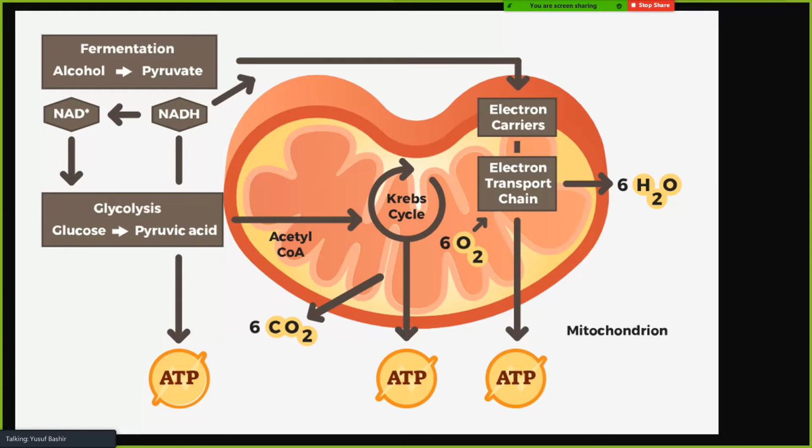Wait, hold up. ATP is made of adenine and what else? I know there's 3 phosphates, but what was the other thing? The ribose sugar. Ribose. All right. Remember that pentagon kind of thing.